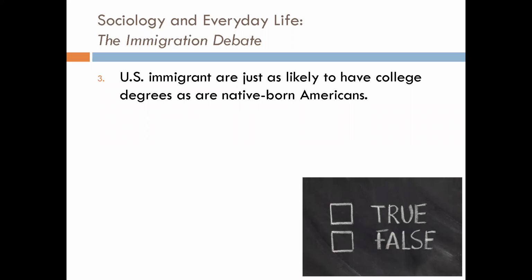Third question, third sentence: US immigrants are just as likely to have college degrees as native-born Americans. Is it true or not? US immigrants are just as likely to have college degrees as native-born Americans.